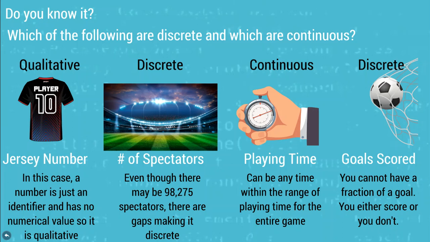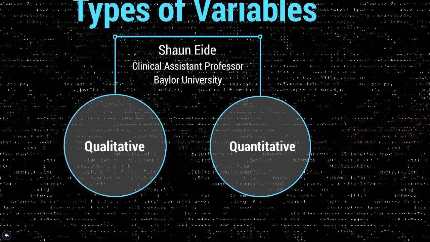it is discrete. Next, playing time is continuous because there are 45 minutes and a half, and you can play 37.2564 minutes. You can play any time within that range of playing time for the entire game. Lastly, goals scored. You can't score half a goal or a quarter of a goal. You can only score whole goals. You either score or you do not. And so that is a discrete variable.